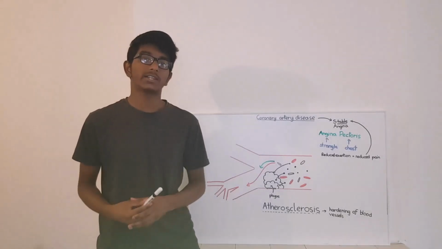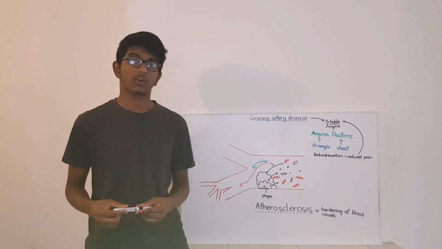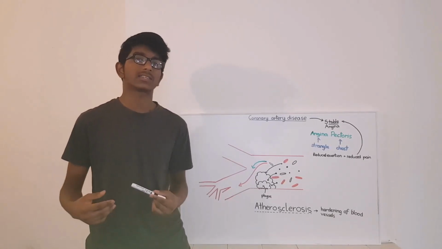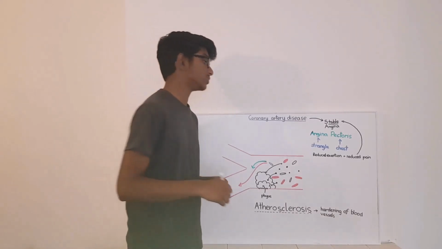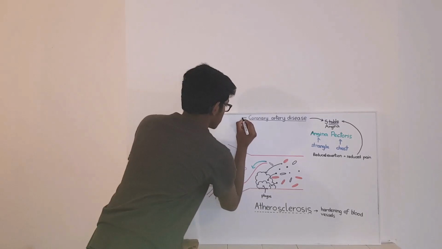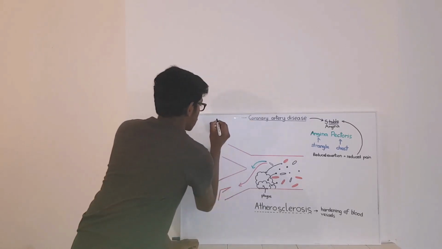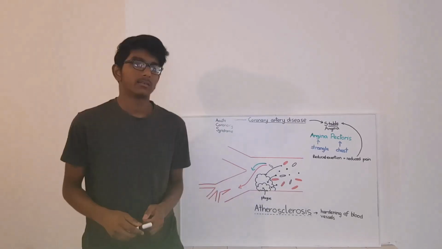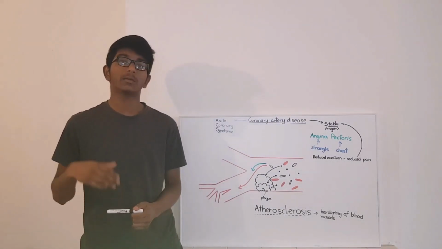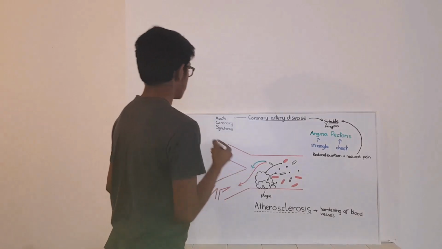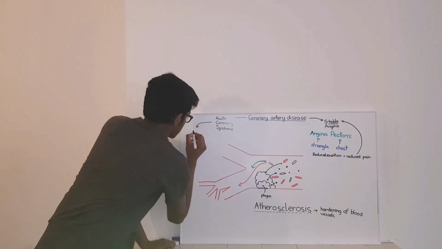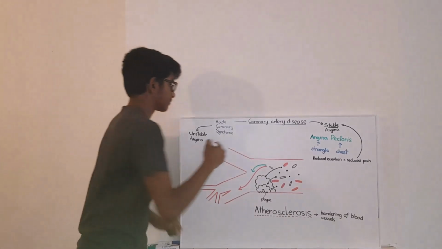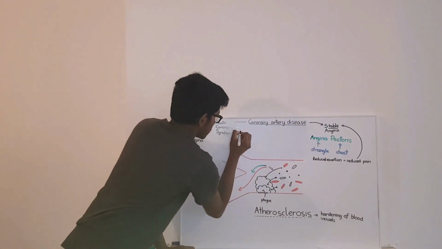anymore. Now stable angina is the least dangerous of the coronary diseases. And when things get much worse than that, you can get a set of diseases known as acute coronary syndrome. So let me write that down. Acute coronary syndrome. And acute coronary syndrome can further be subdivided into unstable angina, and heart attacks.